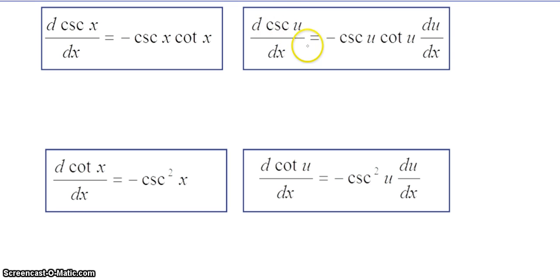And again, the chain rule applies, so if we have d dx of cosecant of u, it's negative cosecant of u cotangent of u times du dx. d dx of cotangent of x is negative cosecant squared of x. Again, I'm sure you can picture how that's going to happen using your trig identities and how we came up with the derivative of tangent of x. d dx of cotangent of u is negative cosecant squared of u times du dx.